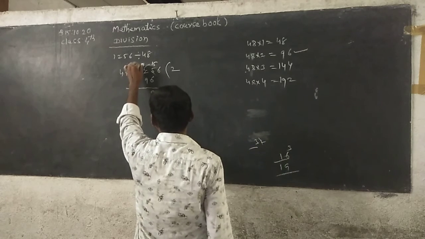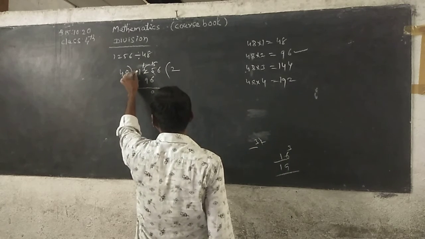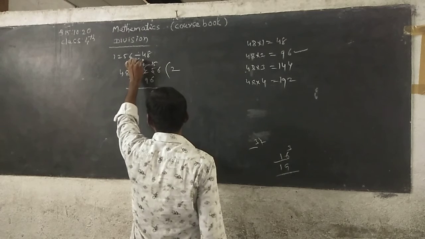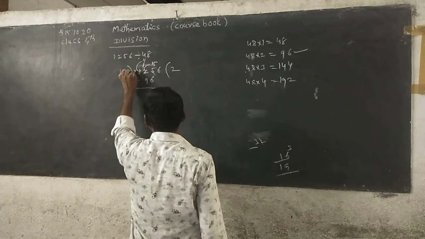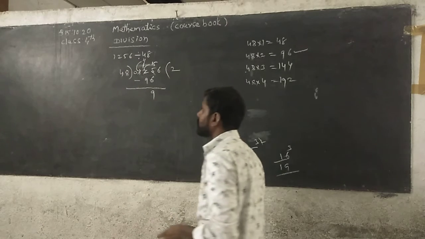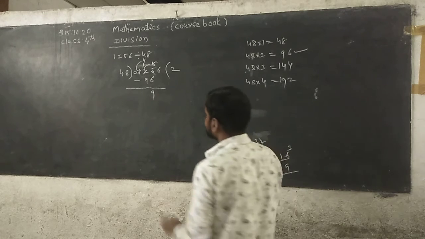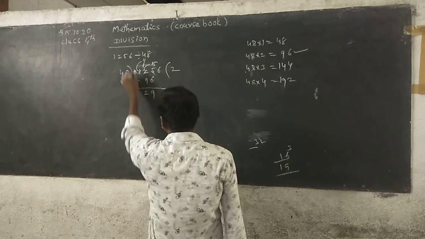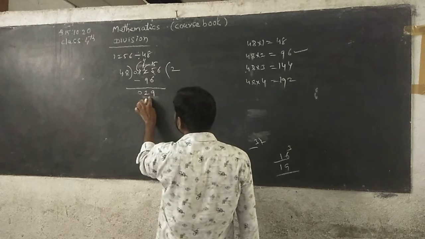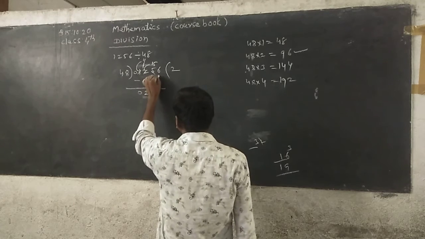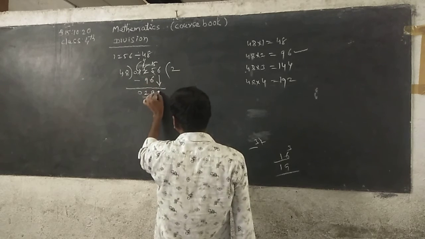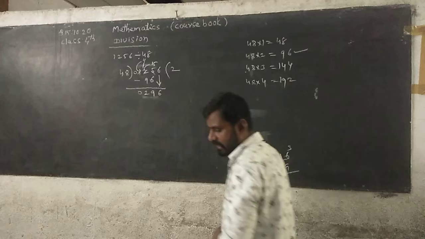Now next, 1 minus 9 possible? Not possible. I can take borrowing from 1. So 10 plus 1, 11. Here cut it, it can lose 1, it becomes 0. See here, 11 minus 9 you can get 2. So now 0. See here, 29 is also less than 48. Now bring down 6 to the remainder, 296.